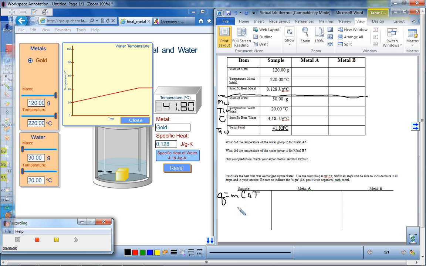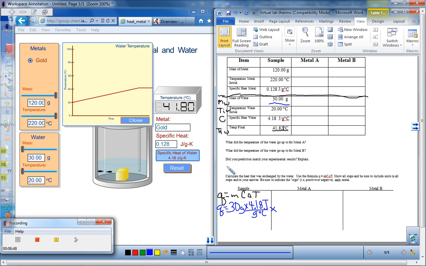Now we'll put our data in here. So Q is going to be equal to the mass of the water, which is 30 grams. The specific heat is going to be 4.18, and that's joules per gram degree C, times my change in temperature.